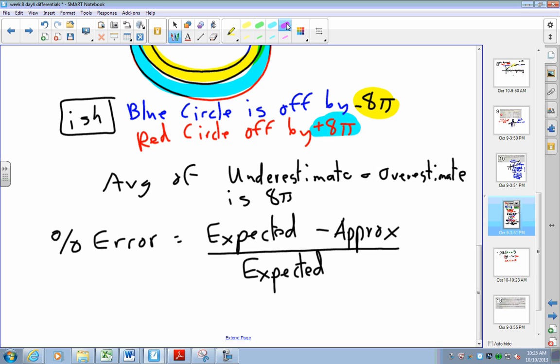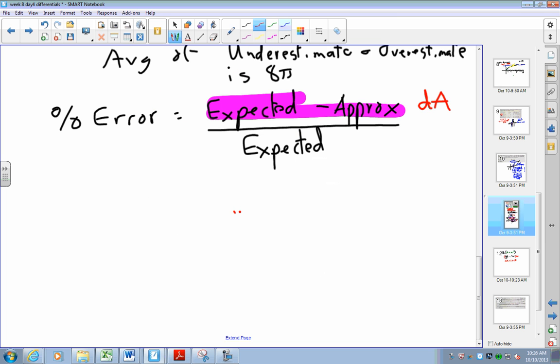Let me ask you this. Who is that? The expected guy, take away the approximate guy. What am I off by? That's what it's asking. What am I off by? dA. This is just dA. And who's the expected? How would you write the expected? Who is he? What circle do I want? 16. So I want A of 16.